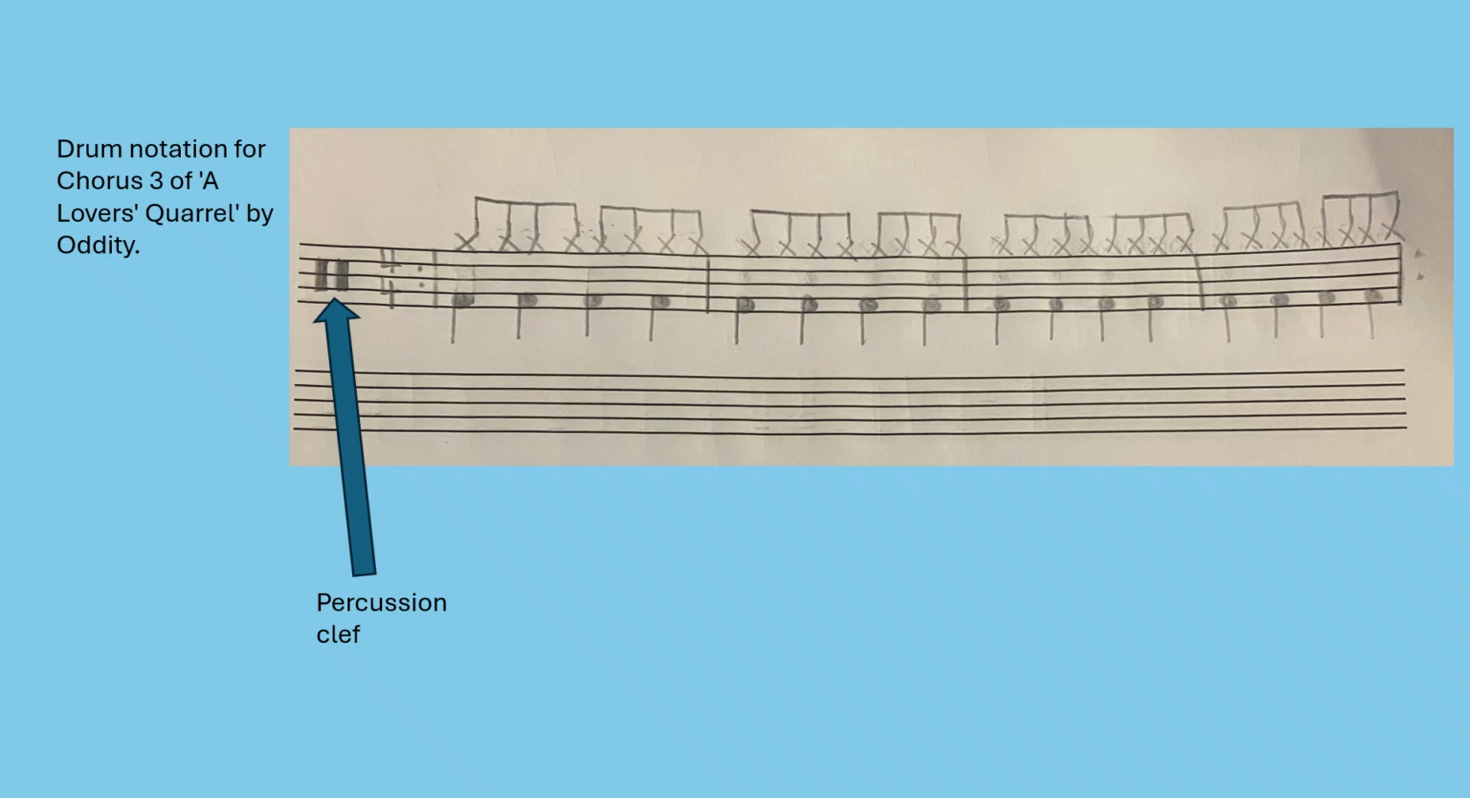The highest notes on the stave with crosses represent the closed hi-hat, which would sound like this. Here is what this notation would sound like when played all together.